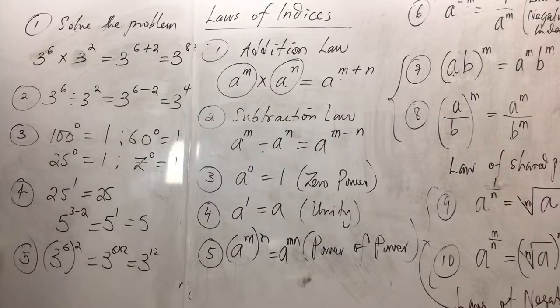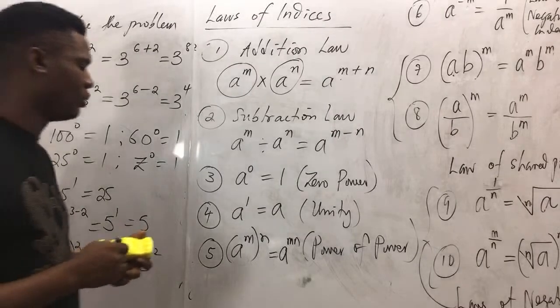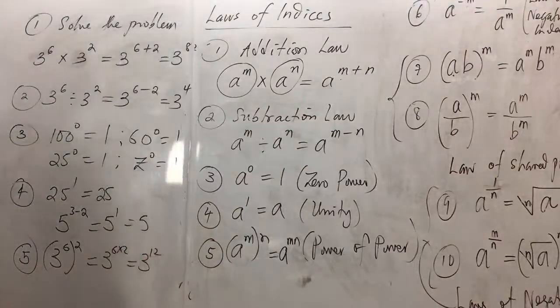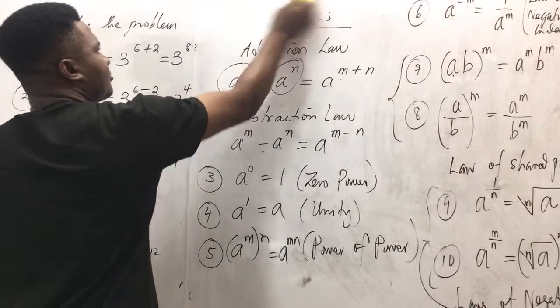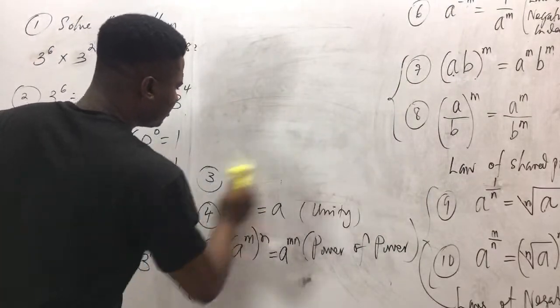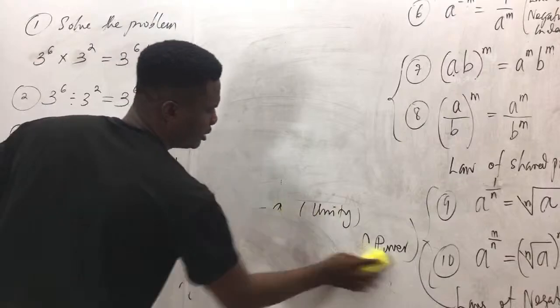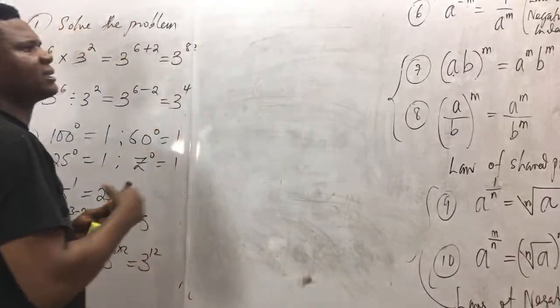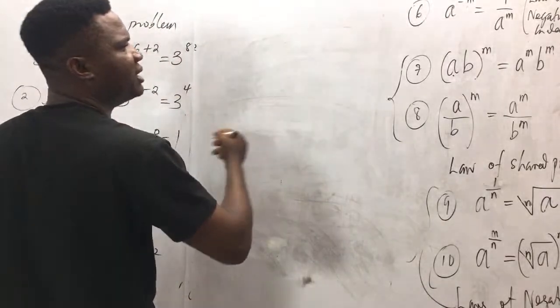Now, let's go over to an example on law number 6. Let's look at an example on law number 6, the law of negative index.